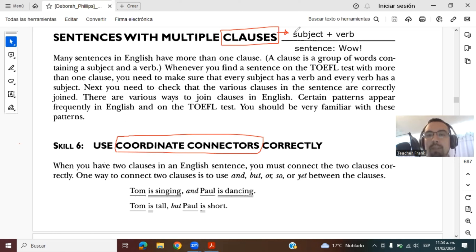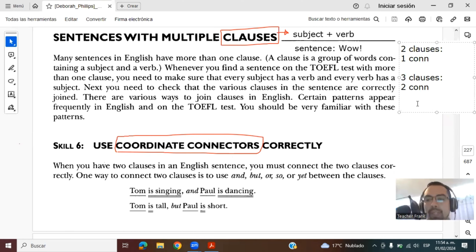So we can kind of think of it like this. If we have 2 clauses, we're going to need 1 connector. If we have 3 clauses, we're going to need 2 connectors, right? If we have, for example, 4 clauses, how many connectors are we going to need? 3 connectors, right? And so on and so on. So this is very important to remember because in TOEFL, we're going to look at 2 clauses, 2 verbs, and we need to join them with connectors.